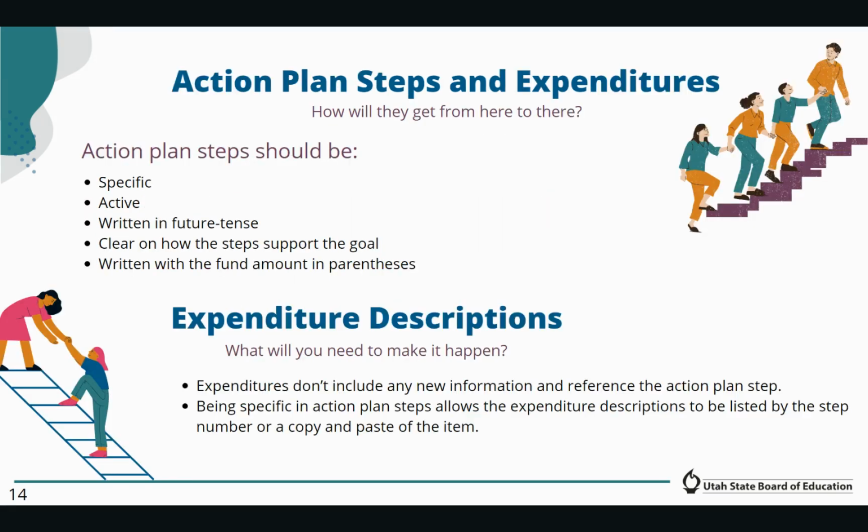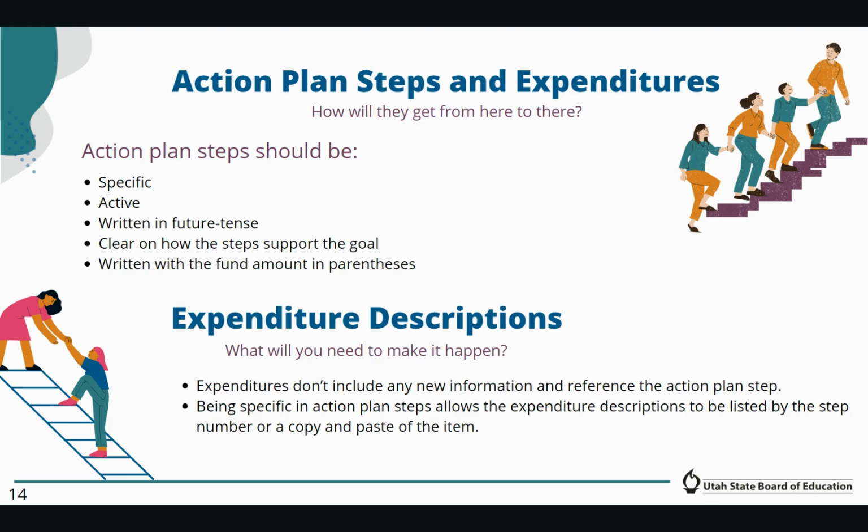Action plan steps and expenditures will be the bulk of your plan writing. Keep the questions, how will they get from here to there, and what will you need to make it happen, in mind as you address this section. Action plan steps should be specific, active, written in future tense, and explicitly clear on how the steps will support the goal. We also ask that if school land trust funds are being used to fund the action plan step, an amount be added at the end in parentheses.